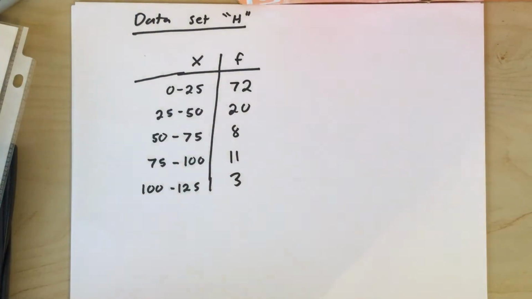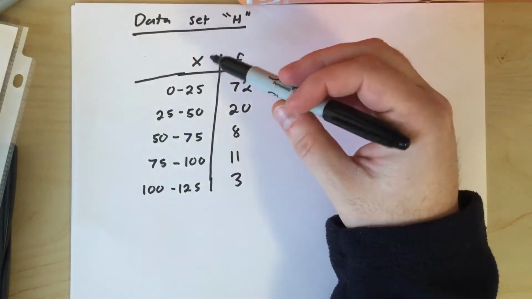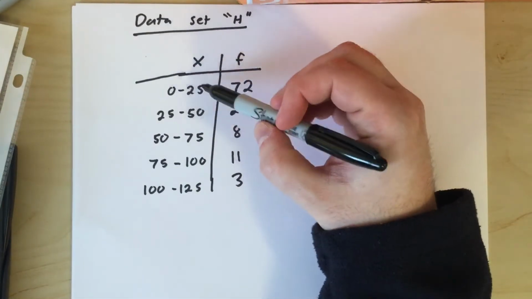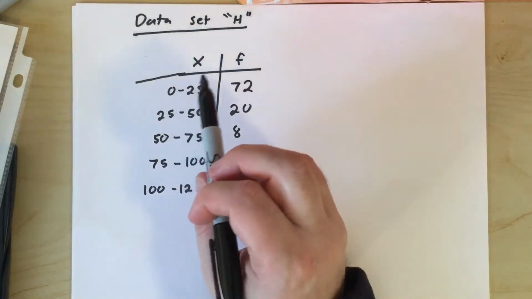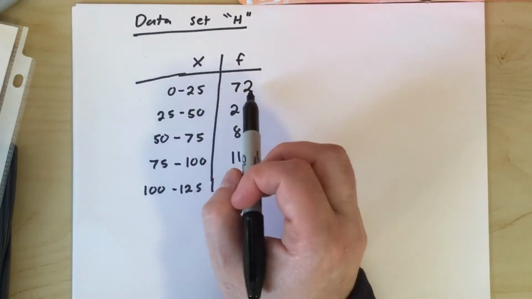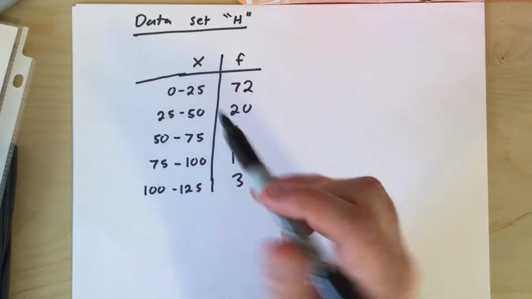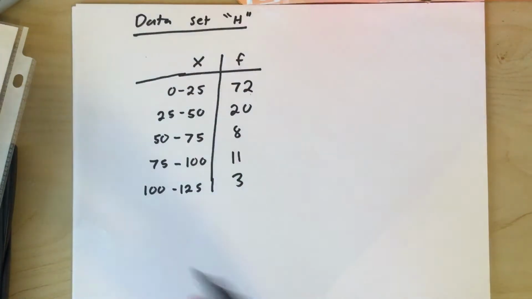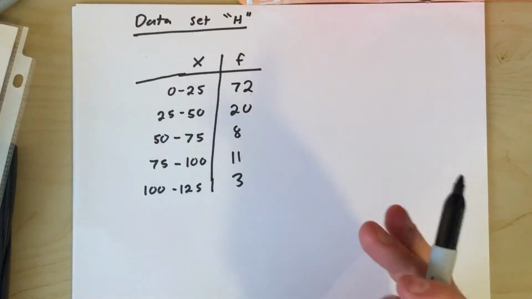Here's a different type of frequency table. What we have here is the x values, but we have a range for the x values. So what we're saying here is that the x values go from 0 to 25, and there's 72 of these values that go from 0 to 25, and we don't know what they are. Maybe they're all 1s, maybe they're all 24s, or maybe they're a mixture of all the different values.